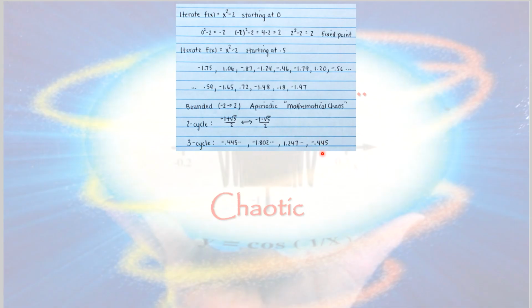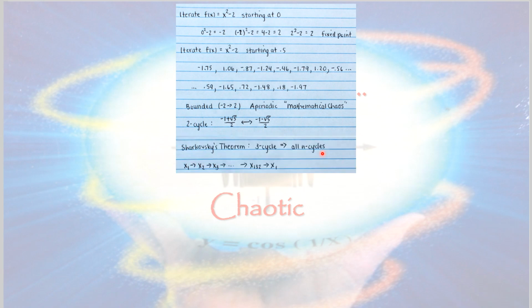So the existence of this 3-cycle turns out to be very important because of a result called Sharkovsky's theorem. If a function has a 3-cycle, then it has cycles of every size. That's worth thinking about. So there exists a set of, for example, 132 numbers between negative 2 and plus 2, such that the iterates cycle through those numbers and repeat. And you can replace 132 with any positive integer you want.